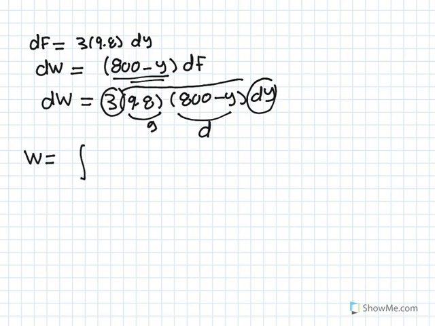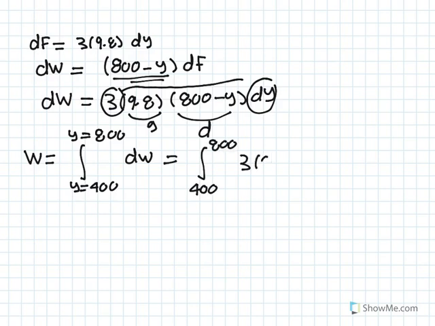The limits of integration are not 0 to 400, because we're lifting the top half of the cable. So we go from y equals 400 as the lower limit of integration, and the upper limit of integration is y equals 800. Substituting dW in, we get the integral from 400 to 800 of 3 times 9.8 times (800 minus y) dy.